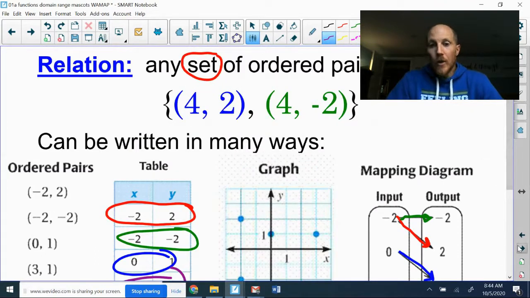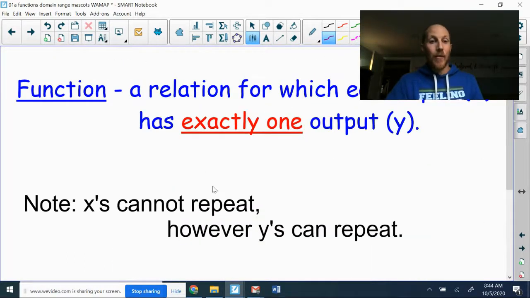Okay, so definition number 2 is a function. Here's what we're after. This is the point of the lesson. A function is a relation, but it's a special type of relation, not just any relation. It's a relation for which each input, or x value, has exactly one output, or y value. Okay, not more, not less. Every input has one output.